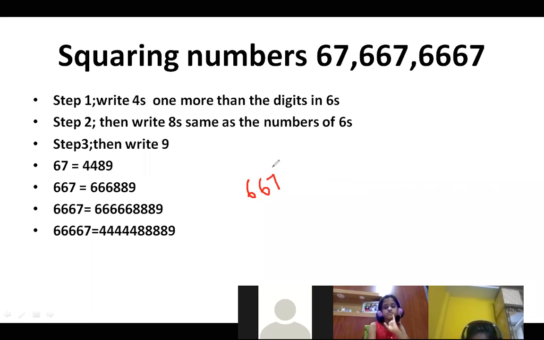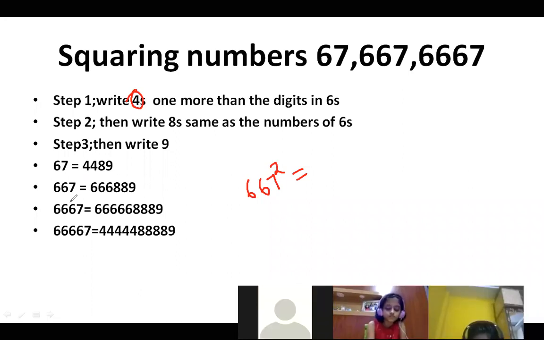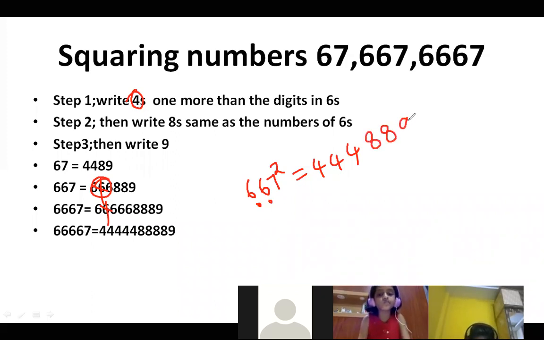Square. What is the first step? You should write 4s first. How many 4s should you write? That depends on the number of 6s. 2 sixes are there, so you should write 3 fours. Then write 8s, same number as the 6s. 2 sixes are there, so write 2 eights. Then add 9. That's it.